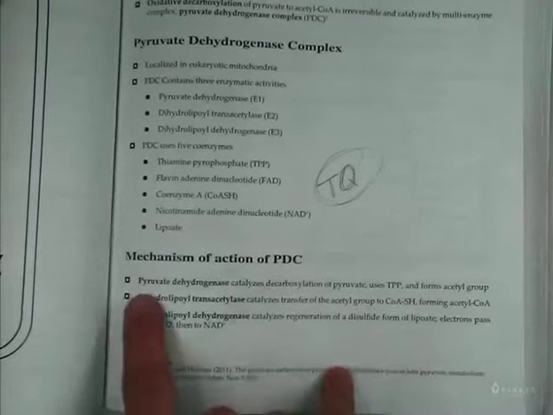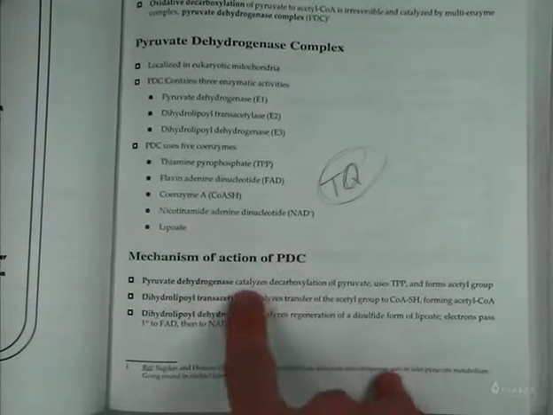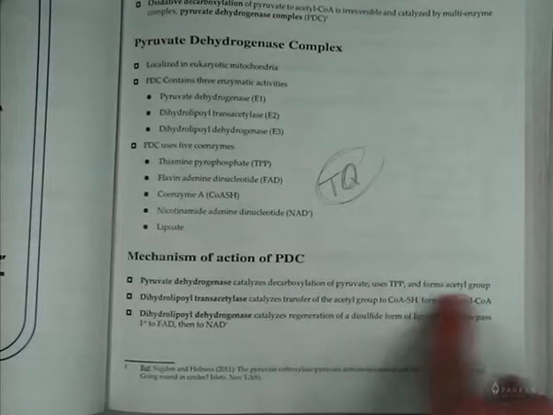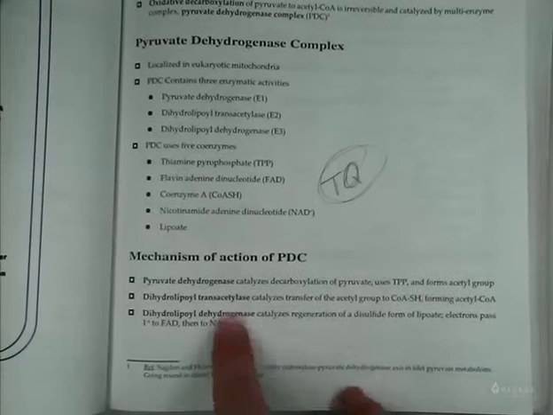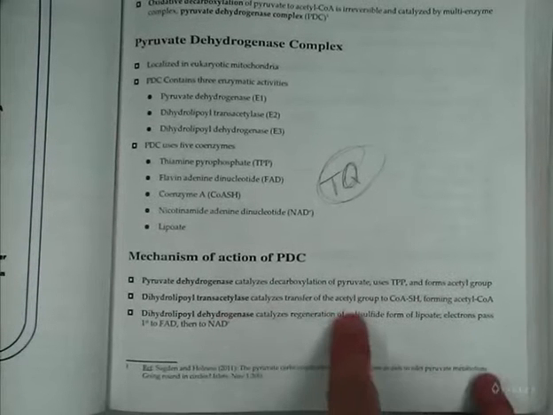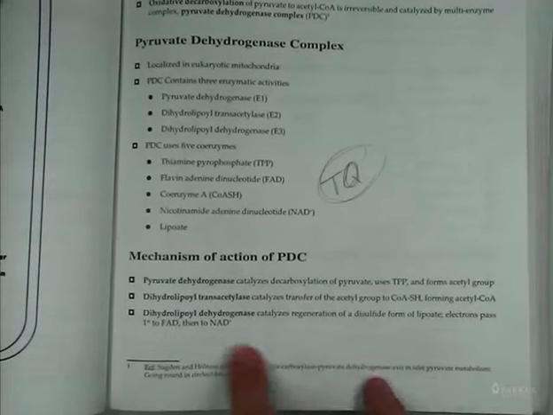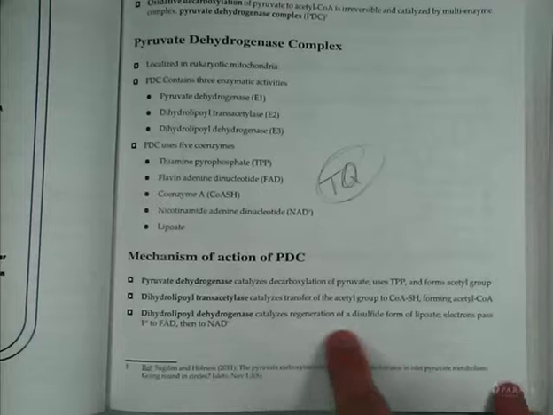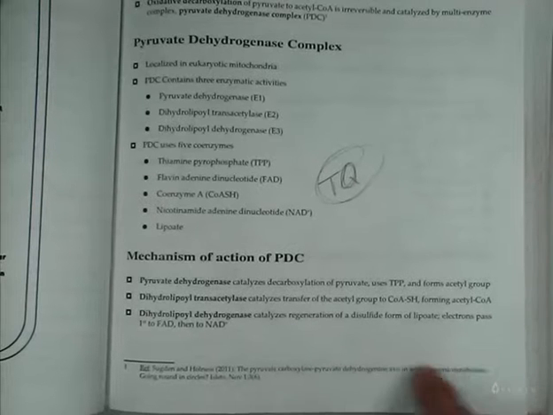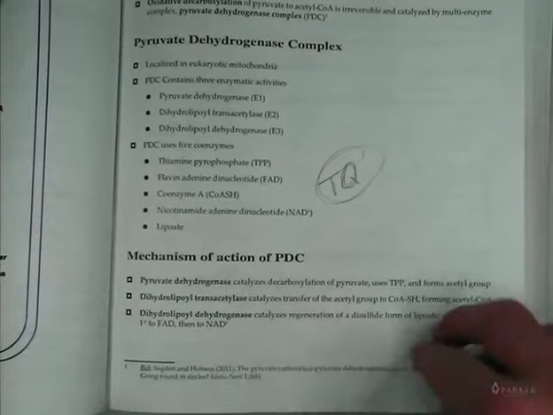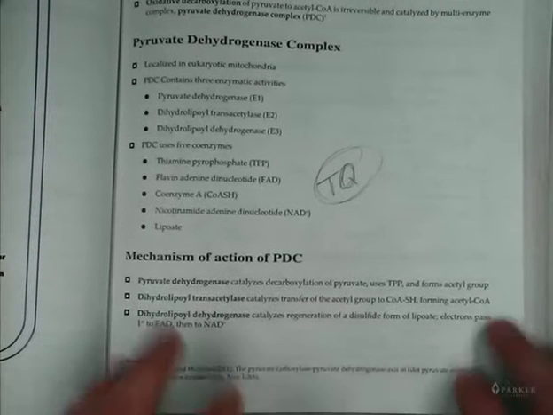All right, so how it works is pyruvate dehydrogenase is going to catalyze the decarboxylation of pyruvate. So that's going to use TPP and make the acetyl group. Then this second enzyme is going to transfer the acetyl group onto CoASH, making acetyl-CoA. And then the third enzyme is going to regenerate the disulfide form of lipoate and pass the electrons from FAD to NAD. I don't think he's going to ask you specifically about any of these 3. Don't think, but if he does, I covered it, so it's fine.